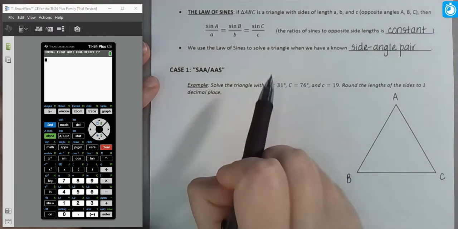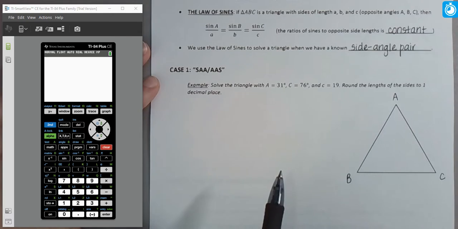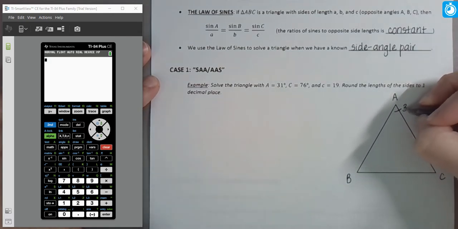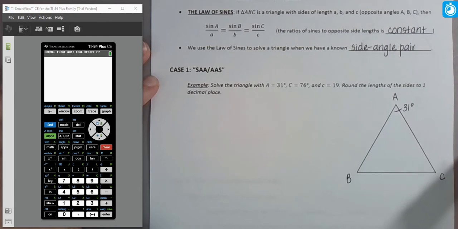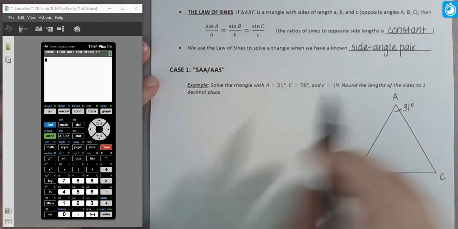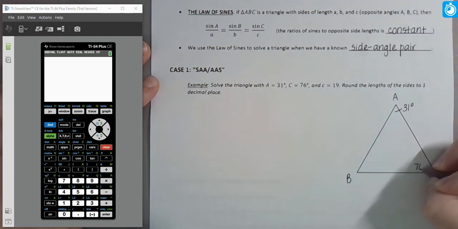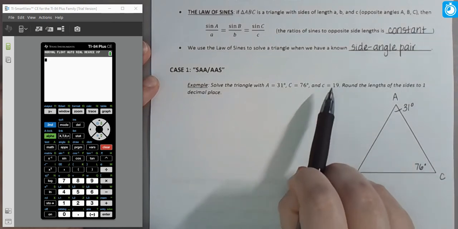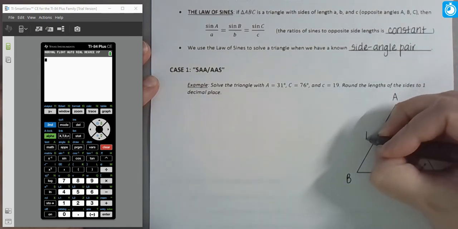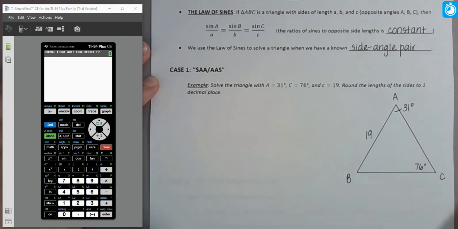So based on this and based on the information we're given, let's label what we know. Angle A has a measure of 31 degrees. Angle C has a measure of 76 degrees. And then side C has a length of 19 units, whatever our units happen to be. And we want to solve for anything that's left. So in this case, angle B, side B, and then side A.